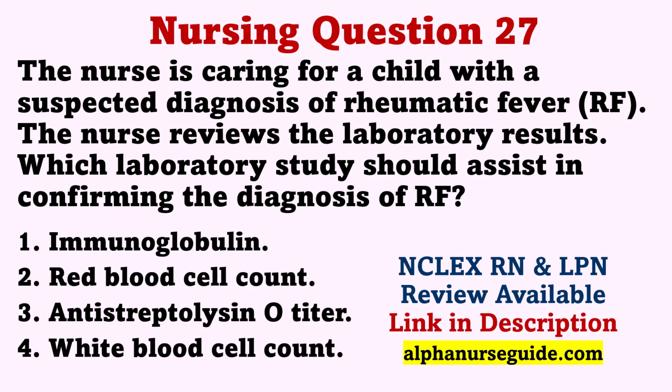Antistreptolysin O titer. A diagnosis of rheumatic fever is confirmed by the presence of 2 major manifestations, or 1 major and 2 minor manifestations from the Jones criteria. In addition, evidence of a recent streptococcal infection is confirmed by a positive antistreptolysin O titer, streptozyme, or an anti-DNase B assay. Options 1, 2, and 4 will not assist in confirming the diagnosis of rheumatic fever.